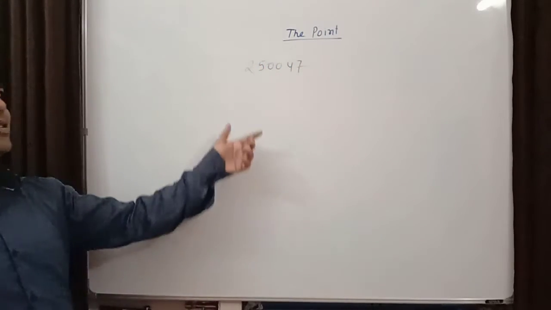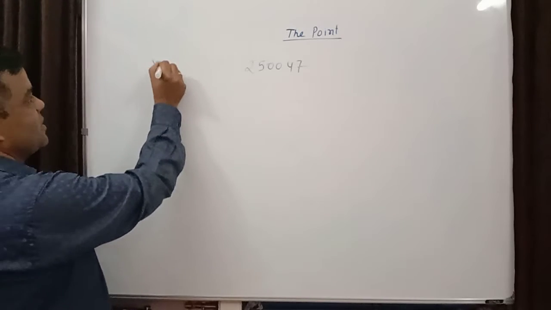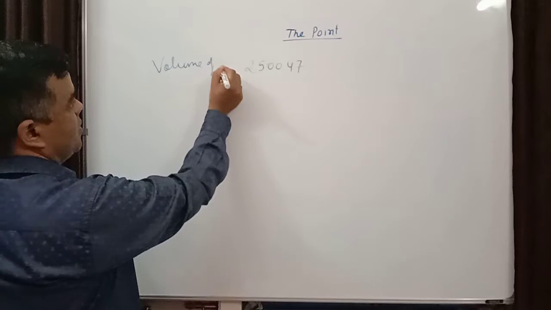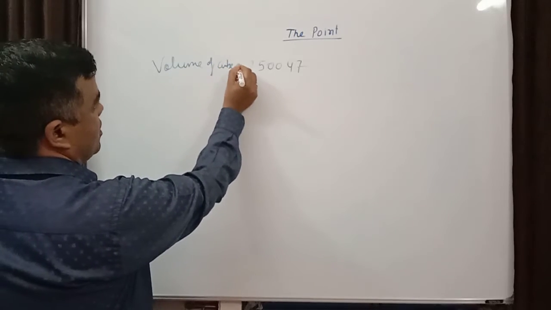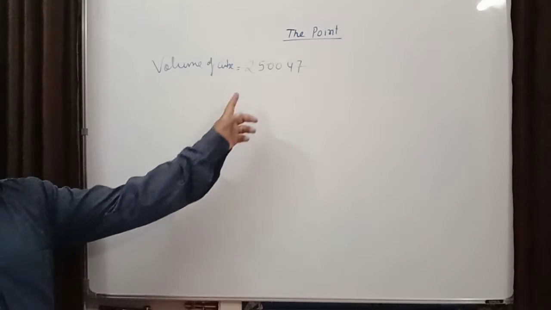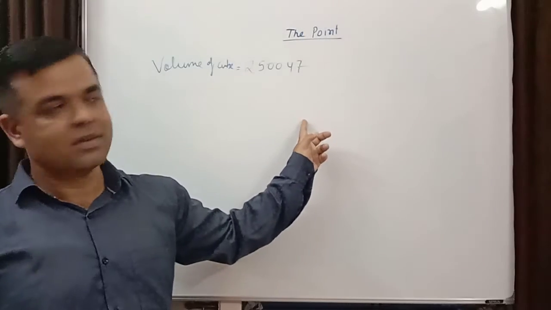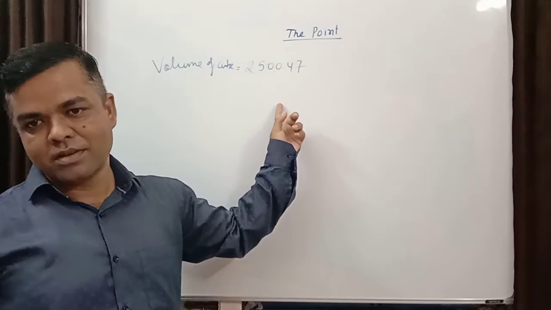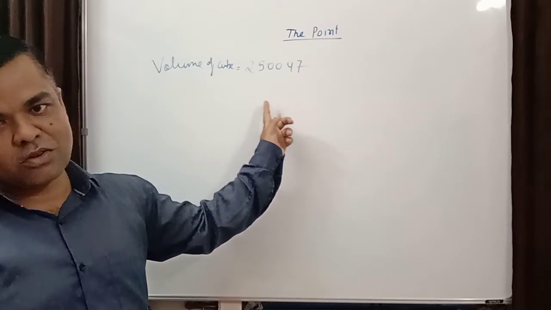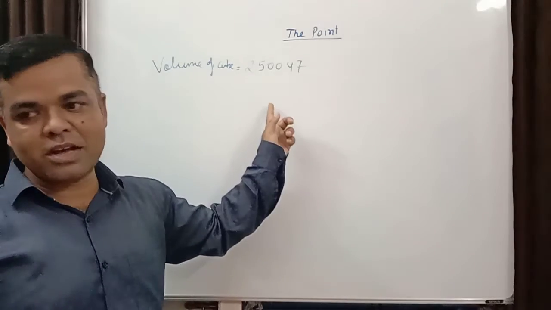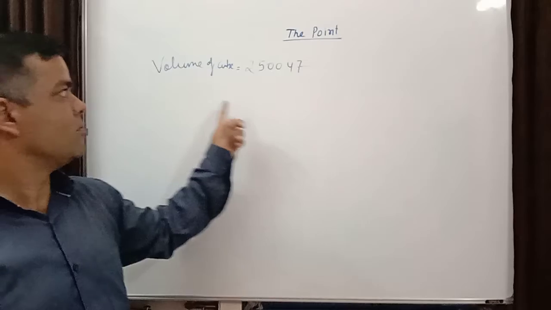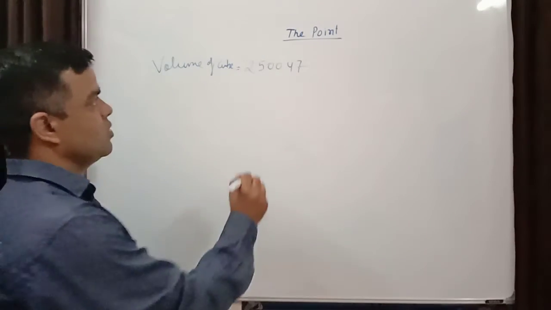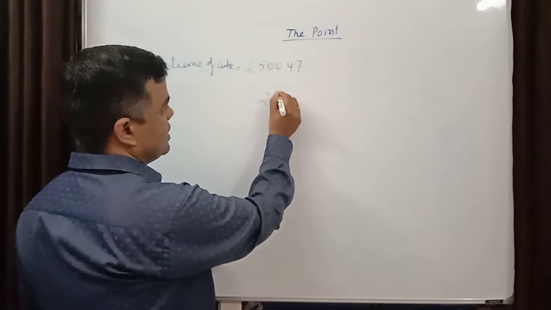Suppose this number is given as the volume of a cube. By factorization, it will take a lot of time, and you cannot remember the cube root of this number. So you have to go by that trick only, because it is the volume of a cube, so it is a perfect cube. So take out that trick.